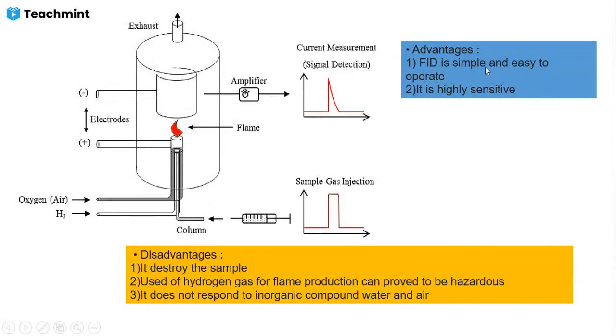Now the advantage: it is simple and easy to operate and highly sensitive. The disadvantages are that it destroys the sample, and the use of hydrogen gas for the flame production can be hazardous. It does not respond to inorganic compounds, water and air. These are inorganic compounds, there is no carbon. Carbon is needed for the FID, that is a basic requirement.